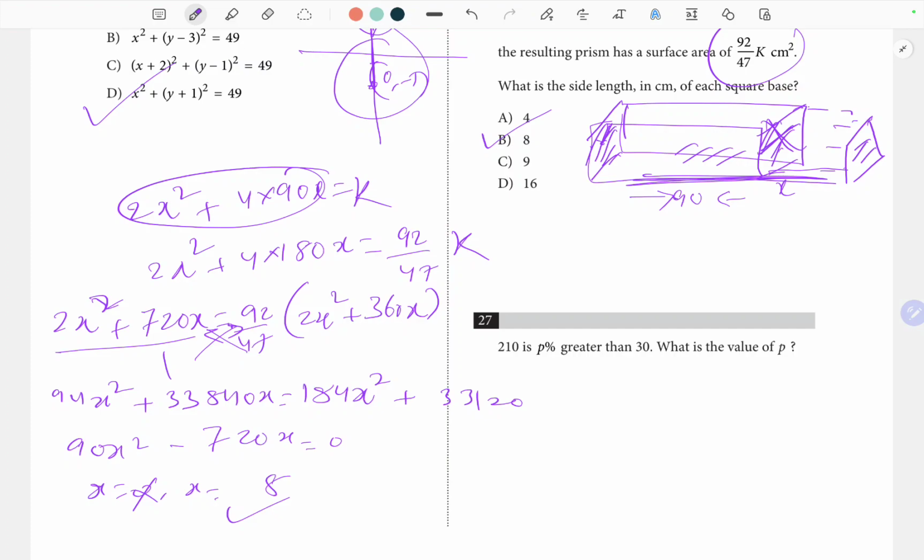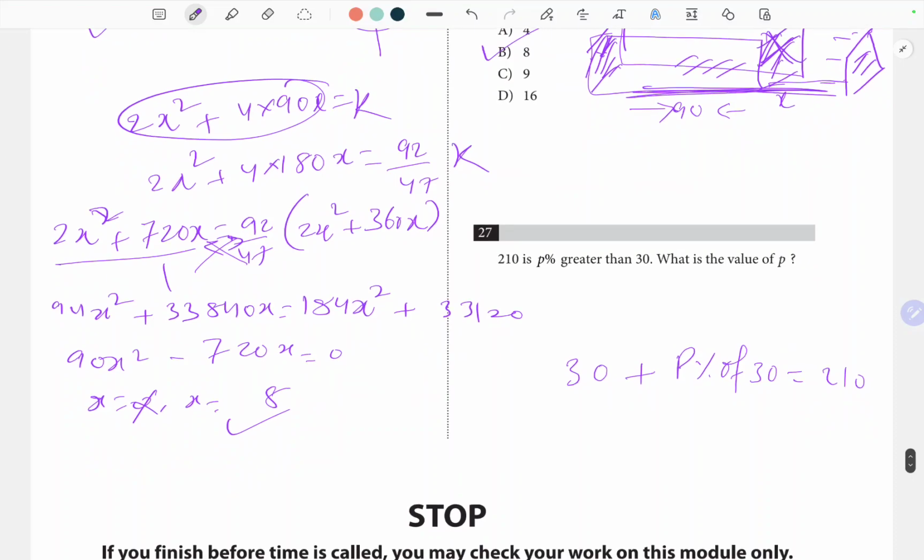Now question number 27, 210 is p% greater than 30. So what is the value of p? So 210 is p% greater than 30. Okay, so this is 30 and p% of 30, which is 210. Okay, so 30 plus p over 100 times 30, which is 210. Now 0.3p equals 210 minus 30. So p is, now we can use calculator, 210 minus 30 over 0.3, which I got 600.